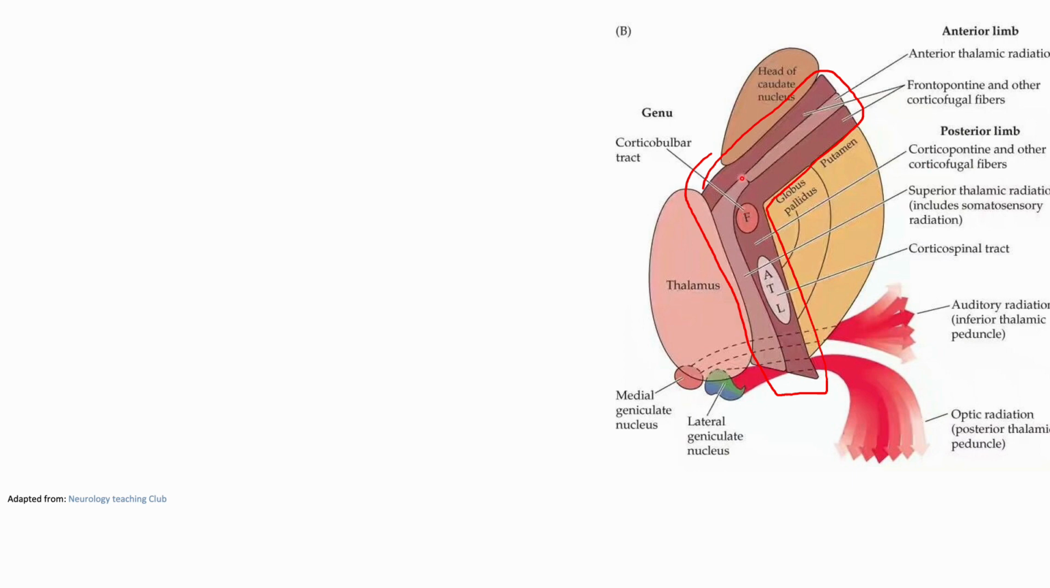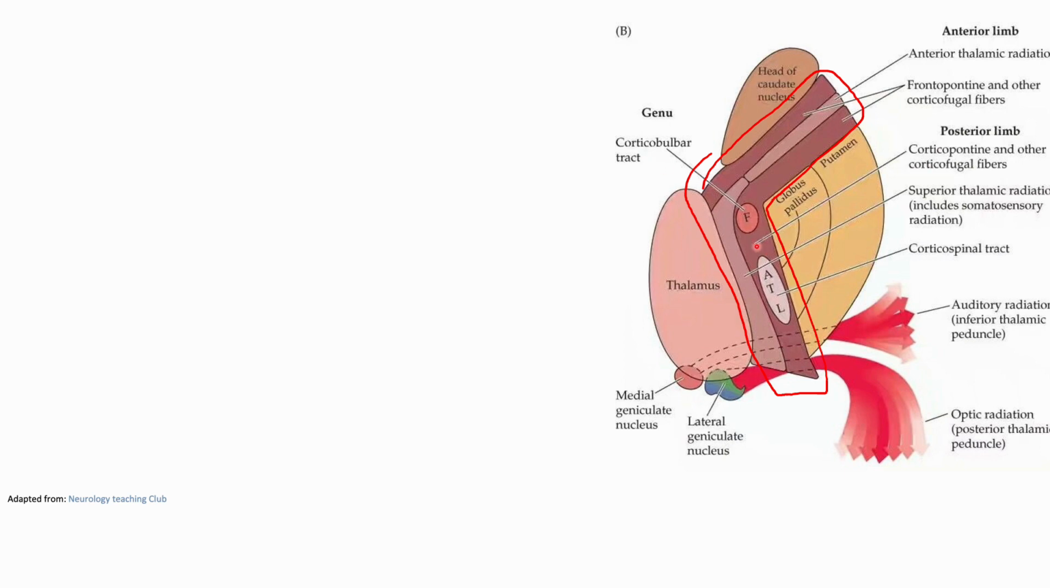The genu or knee of the internal capsule conducts the corticobulbar tract, which is the pyramidal tract going to supply the cranial nerves. So if this one is affected, you're going to have affection of the lower face because only the lower face receives unilateral supply. Other cranial nerves will not be affected despite injury to this area because they receive supply from the other side, right? That's the corticobulbar tract.